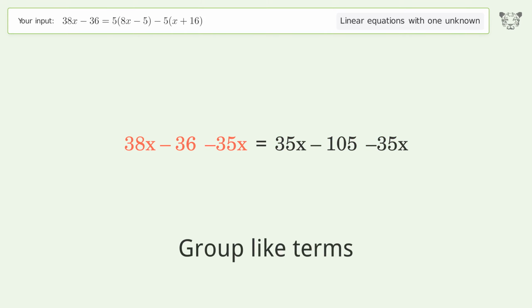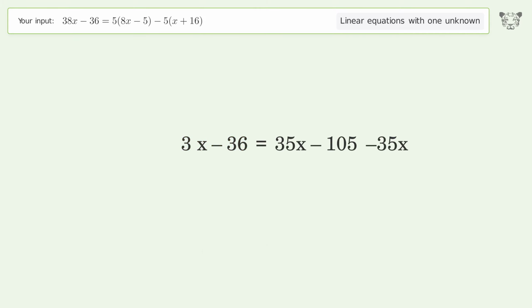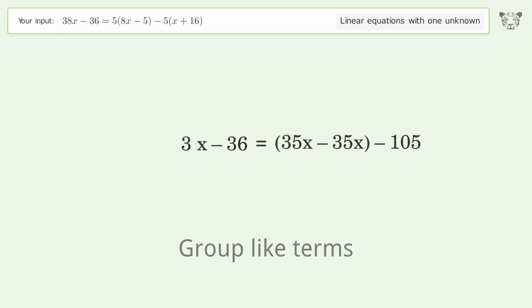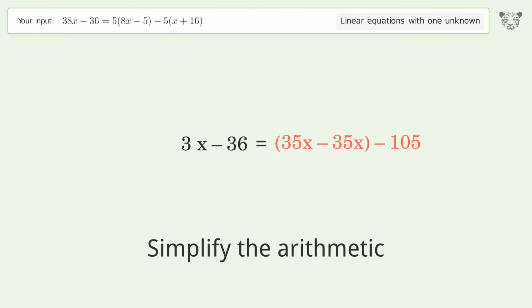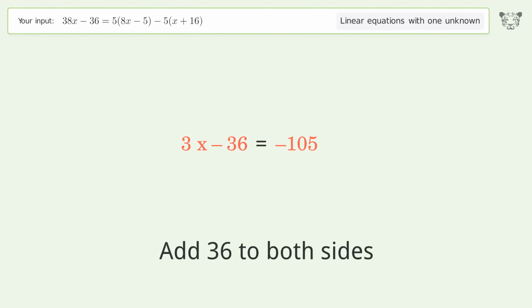Group like terms. Simplify the arithmetic. Group like terms. Simplify the arithmetic. Group all constants on the right side of the equation. Add 36 to both sides.